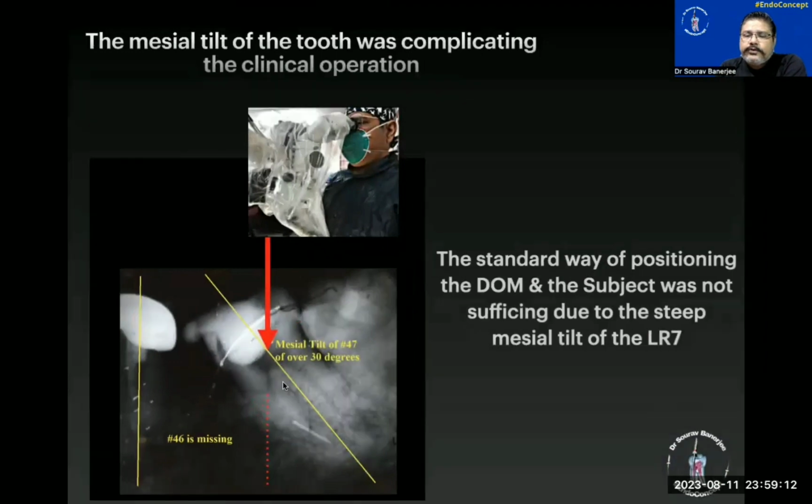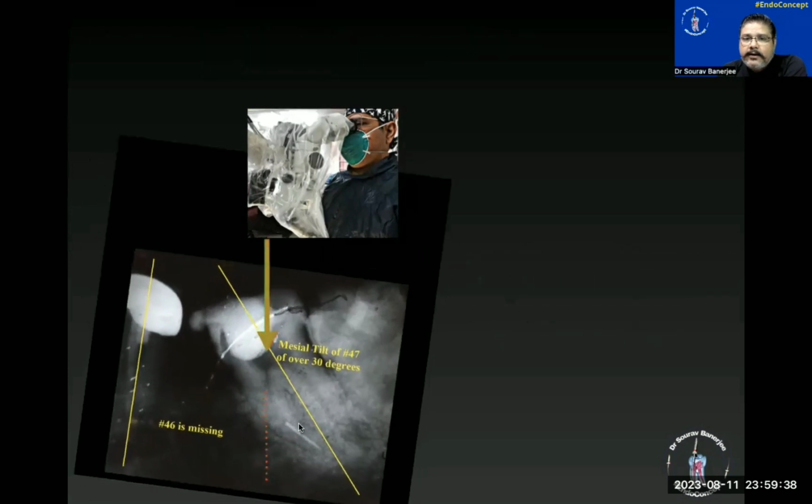Now, when we were viewing it through the microscope, we saw that this was the line of vision and it was going like this, whereas the file was lodged here. So it was quite away. This was the difficulty. When we were focusing, we couldn't see any bit of the instrument under the microscope. And here we had to think about improvising the position.